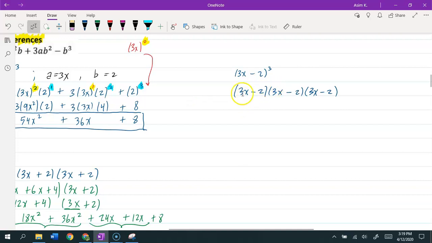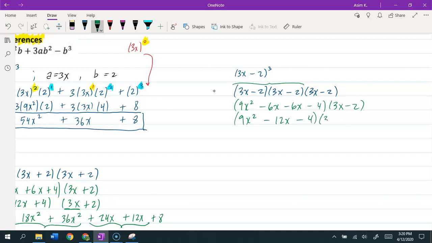3x times 3x, it begins very similar to that previous question. It's going to give you a 9x squared, right? And then 3x times negative 2 is going to give you negative 6x. Then negative 2 times 3x, so we're doing only this part first, right, is going to give you negative 6x again. And finally, negative 2 times negative 2 is going to give you negative 4. Now that is going to be multiplied further to 3x minus 2. Now when you do that, it's going to give you 9x squared minus 12x minus 4.